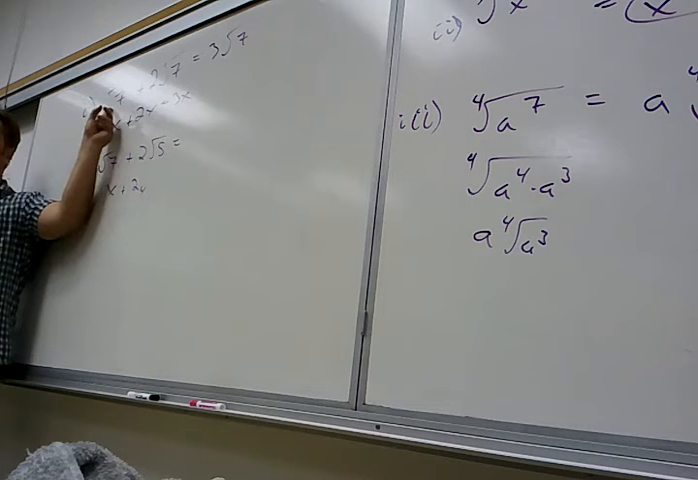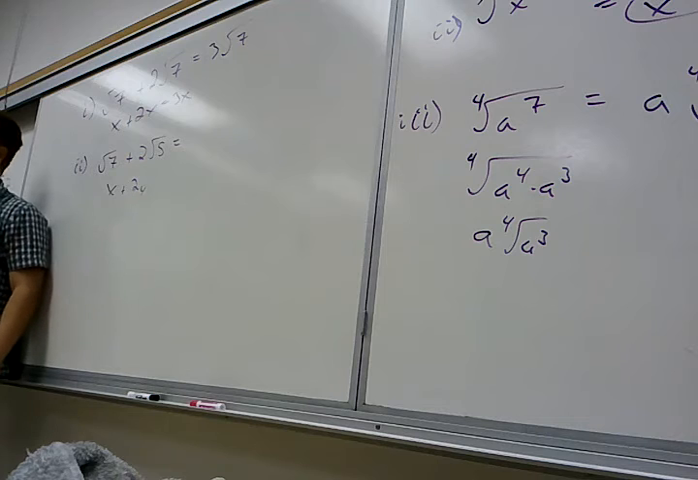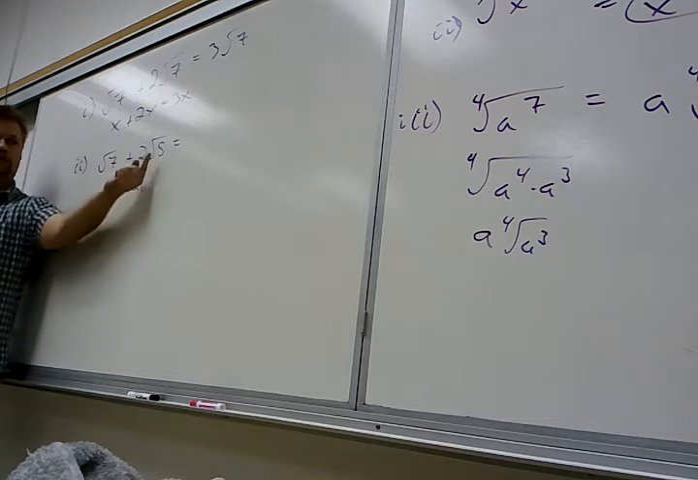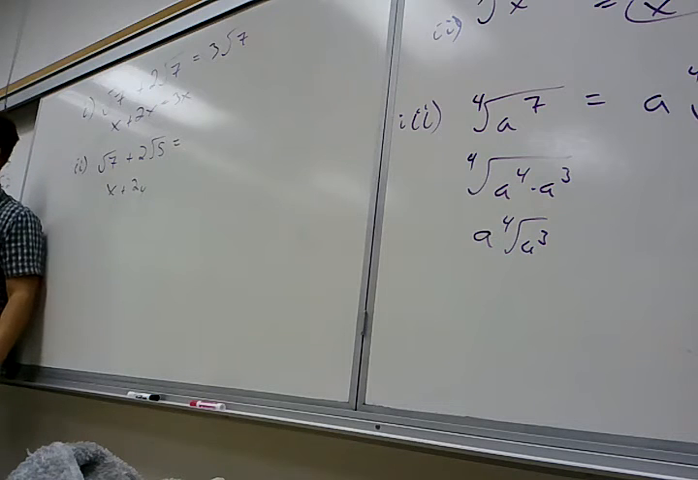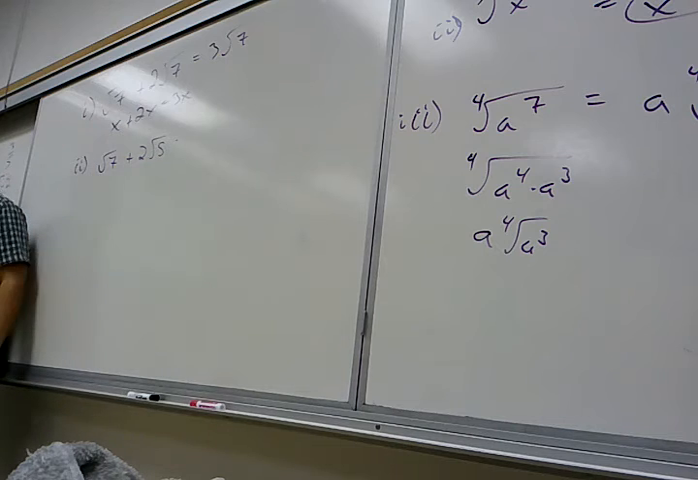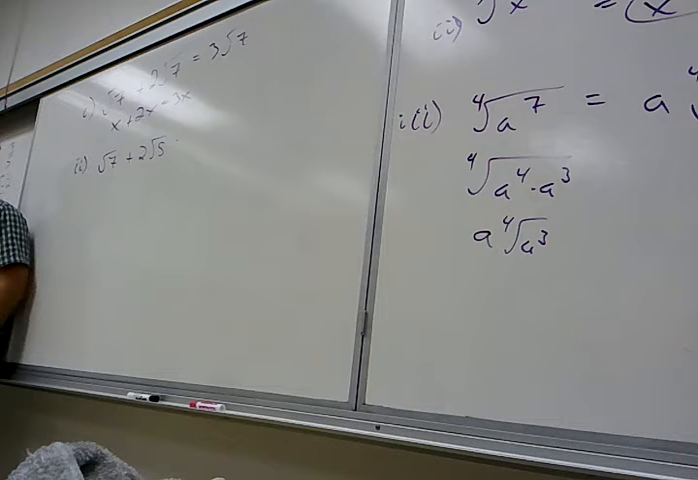These are like terms. Why? Because they both have square roots and they both have a 7 inside, right? So they are like terms. These are not like terms. This is 1 square root of 7 plus 2 square roots of 5. I can't put those together. So not real? No. That's already simplified, right? It's a real number. It's just an ugly real number.